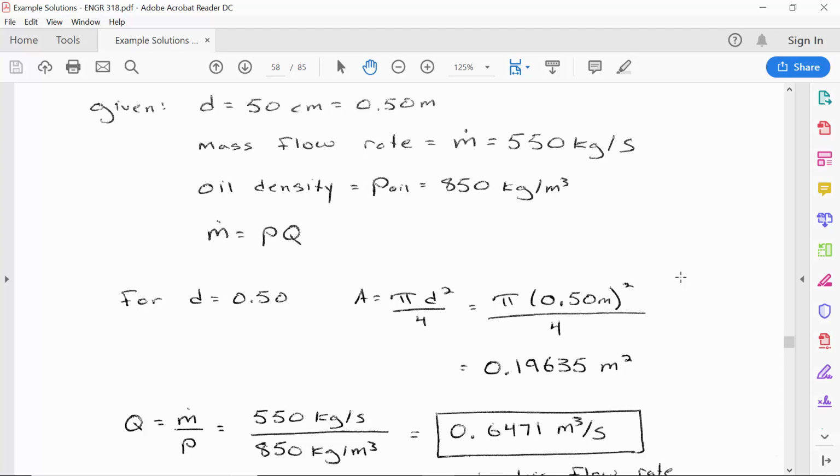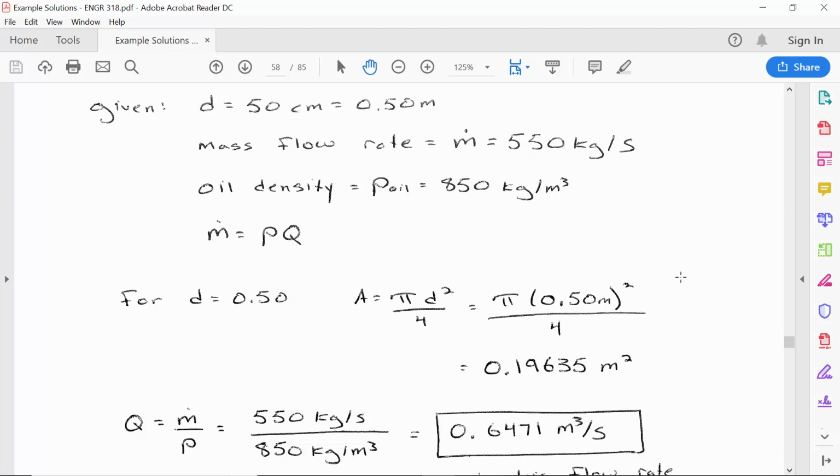Okay, so we're given the diameter in centimeters. We need to convert that into meters in order to calculate the cross-sectional area in meters. We're given the mass flow rate, so this m dot is 550 kilograms per second, and the density of the oil is 850 kilograms per cubic meter. First of all, the volumetric flow rate, we can get just by dividing the mass flow rate by density.